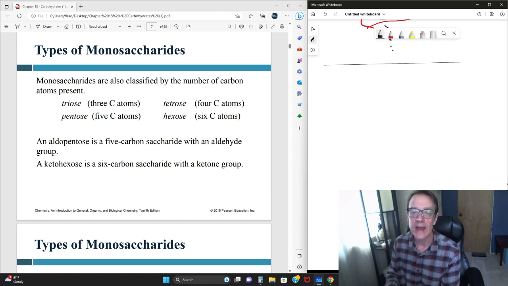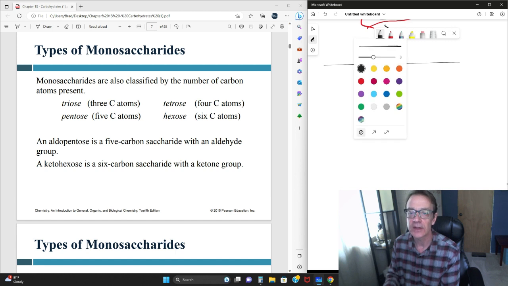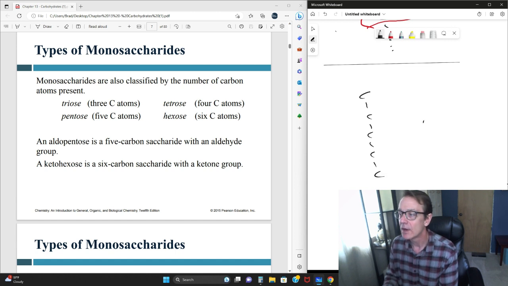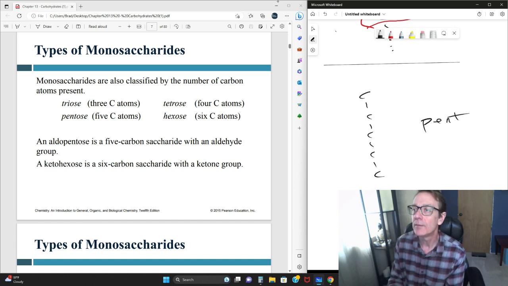And so an aldopentose, for instance, would be a 5 carbon saccharide, okay, or carbohydrate with an aldehyde group. So we'd have 1, 2, 3, 4, 5. So we know it is a pent.